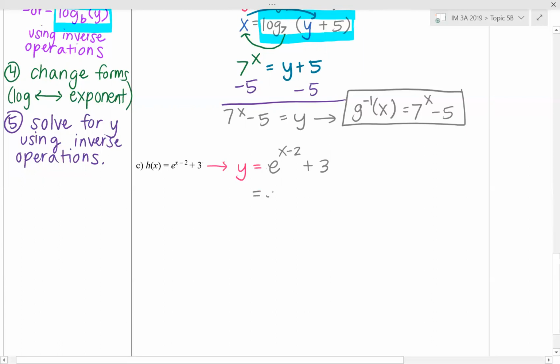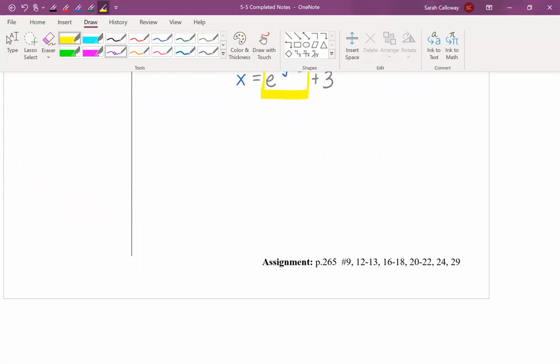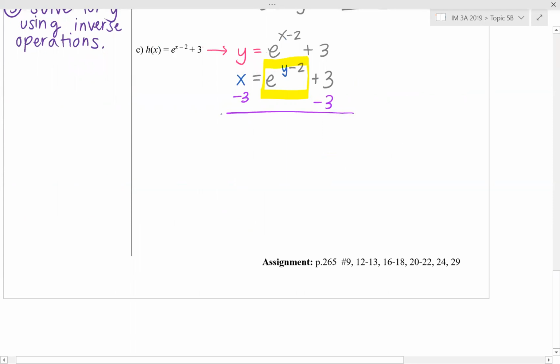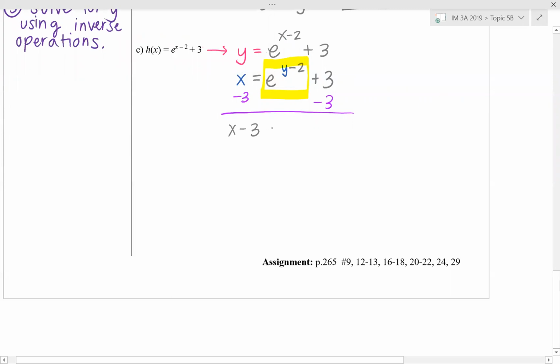So in the next step, we're going to switch x and y. I'm going to copy down everything besides x and y. So instead of y equals, it's going to be x equals e to the y minus 2 plus 3. So in step 3, since this is an exponential function, we're trying to isolate b to the y power. In this case, e to the y minus 2 is the base. So that 3 is not a part of the exponent in the problem. So what we have to do is get rid of that 3, and I want to use the opposite and subtract 3 from both sides in order to isolate that exponent and base. So that means that we get x minus 3 equals e to the y minus 2.